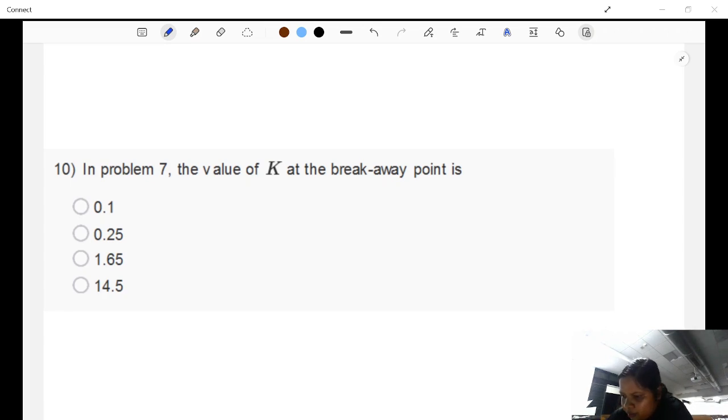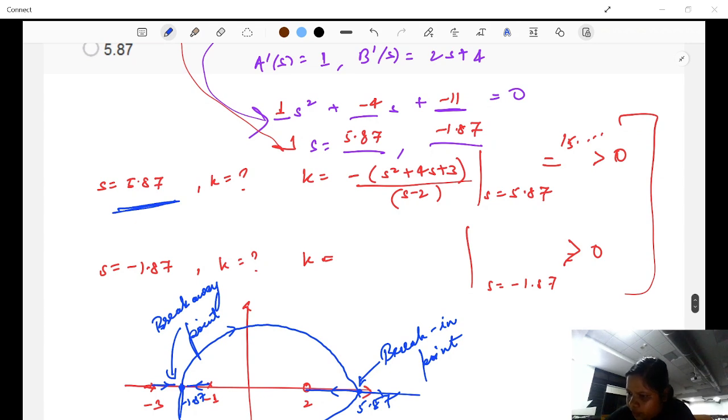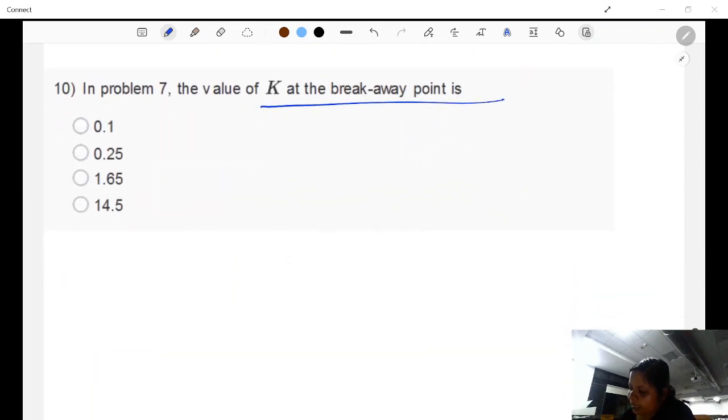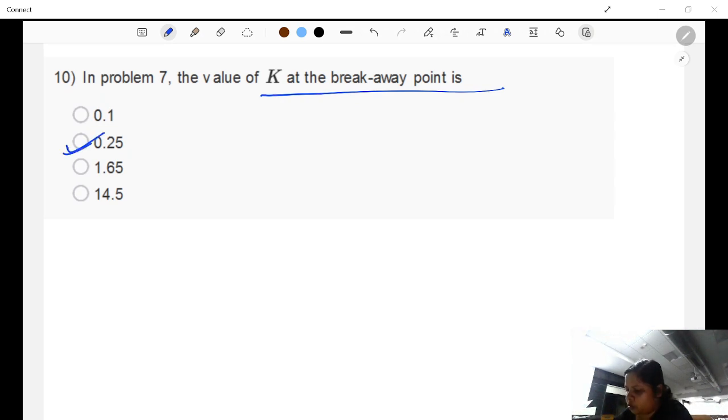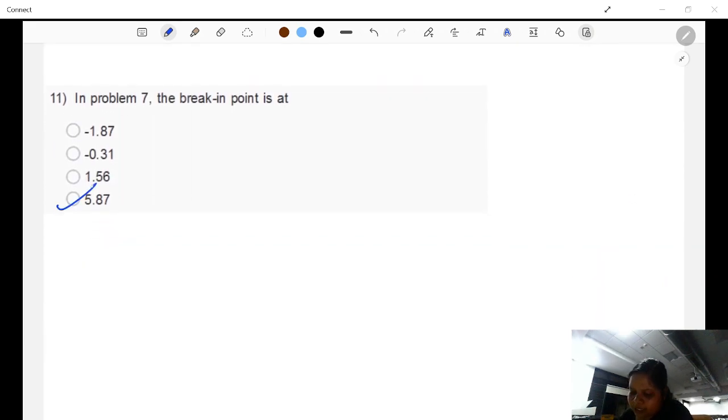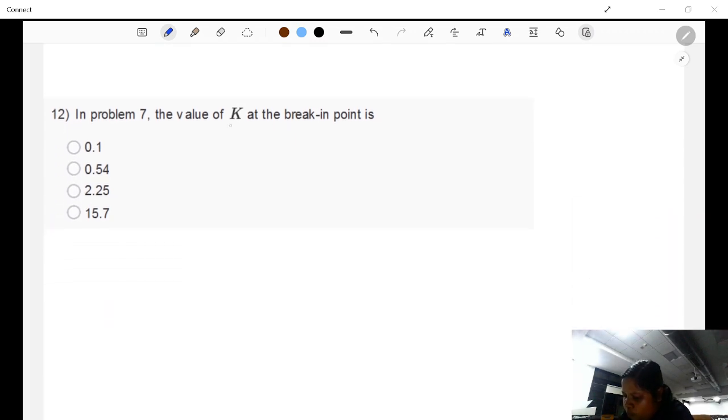The other questions that follow here are relatively the same. So in problem 7, what is the value of k at the breakaway point? Okay, I did not tell you the values of k here, no? You can just verify this yourself, but I'll tell you the answer. For 5.87, this k is going to be 15.746 and here it is going to be 0.254. Both of them are positive. So the k at the breakaway point is 0.254. The break-in point is at 5.87, we already saw, and the value of k at the break-in point was 15.7, right? So all of these questions are solved. I essentially took all of the questions in one question only.